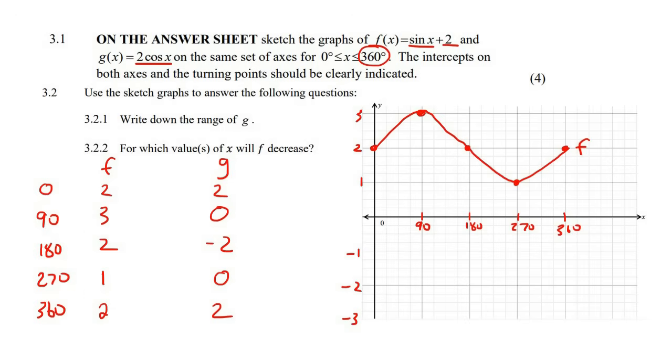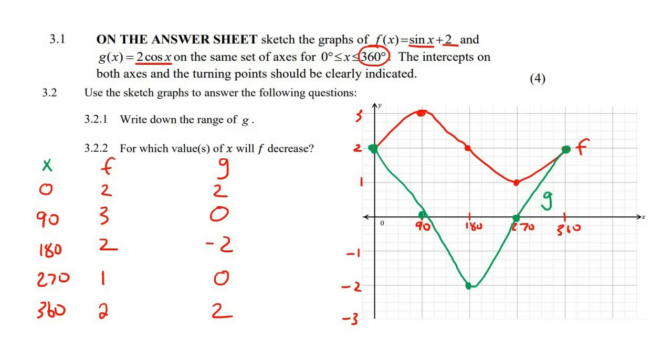Now we can do graph g. So when the x value, remember this is your x, when the x value is 0, then the y value of g is 2. So that would also start over there. And then when the x value is 90, the y value is 0. So that would be there. And then when the x value is 180, the y value is minus 2. And then 270 and 0. And then 360 and 2. Okay, let's draw it. It's not the best looking drawing, but that's what graph g would look like.